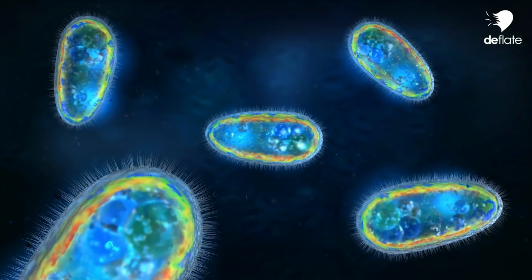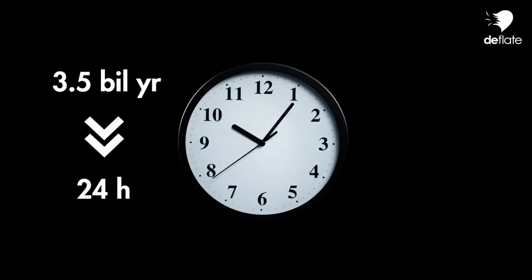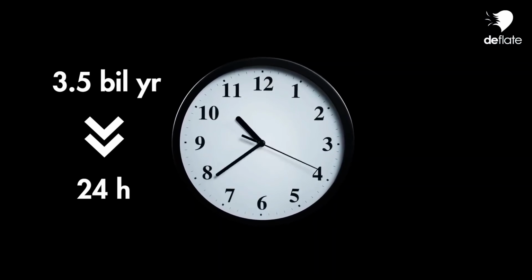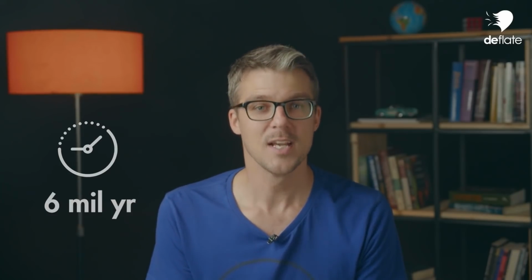The Cambrian wasn't nearly as explosive as originally thought. In fact, if we compress the history of life on Earth, which began around 3.5 billion years ago, into a 24-hour day, those 6 million years would make up no more than 75 seconds.